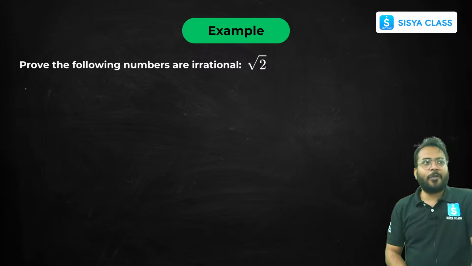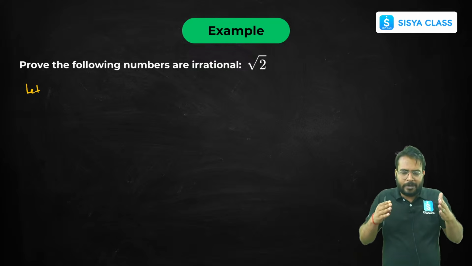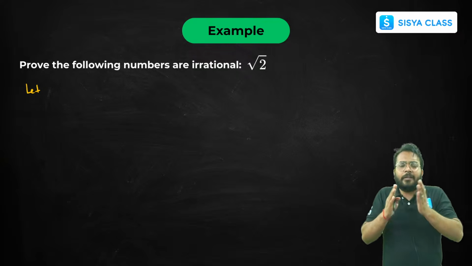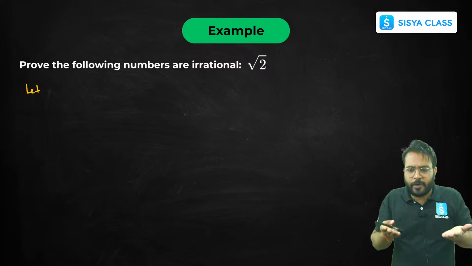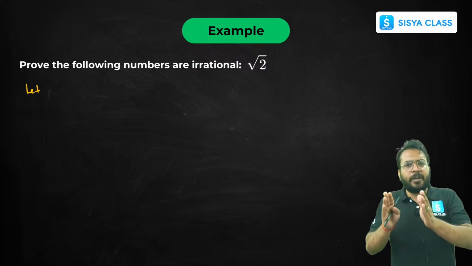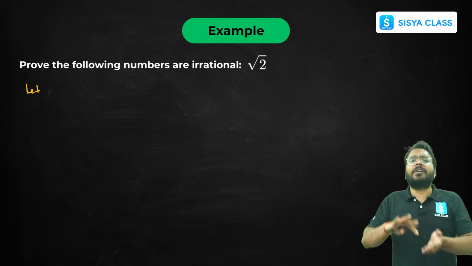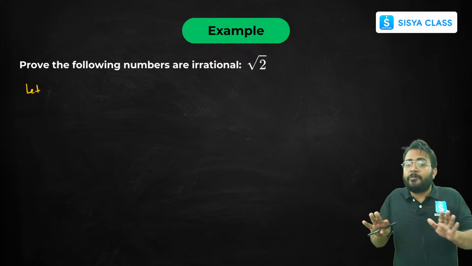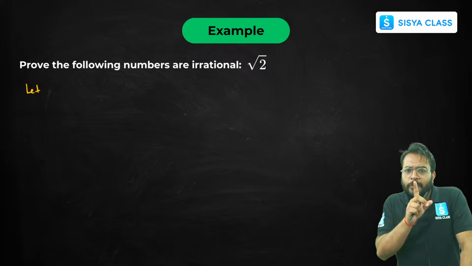So first of all we are going to assume. Real numbers are categorized into two parts, rational and irrational. If it is not a rational number, then surely it is going to be an irrational number, yes or no. There are only two possibilities: if there is any real number, either it can be rational or it can be irrational. Apart from this it can't be anything. So we need to prove it is irrational.